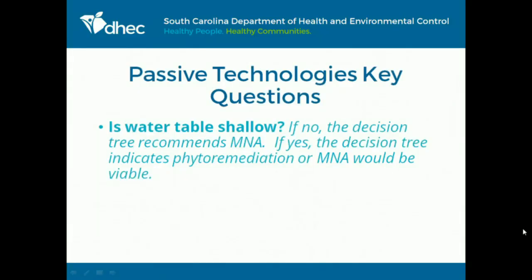So some key questions for passive technologies. Is the water table shallow? If not, the decision tree is going to recommend monitored natural attenuation. We're basically picking between MNA and phytoremediation at this point.